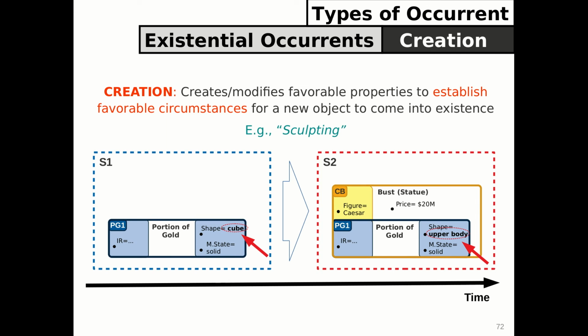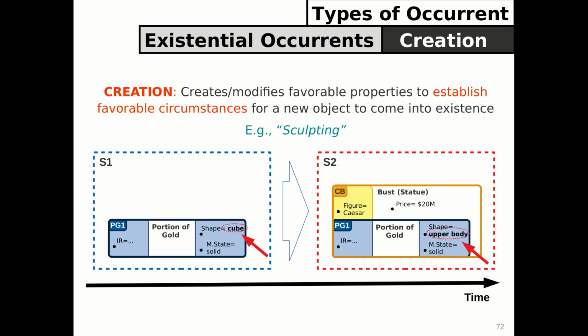Applying the creation type to the bust case, we can think about the event of sculpting. That's a transition from a situation comprising a portion of gold shaped as a cube to a situation in which this portion of gold is shaped as the upper part of a human body, so that a bust comes into existence.